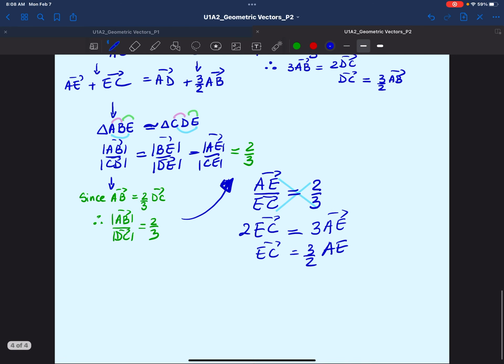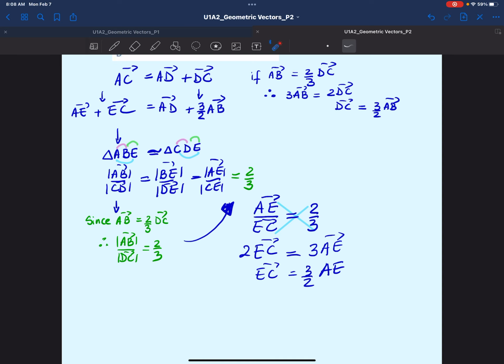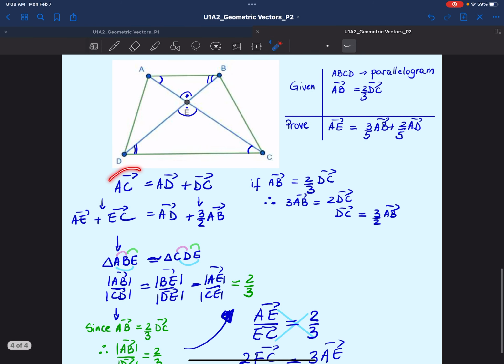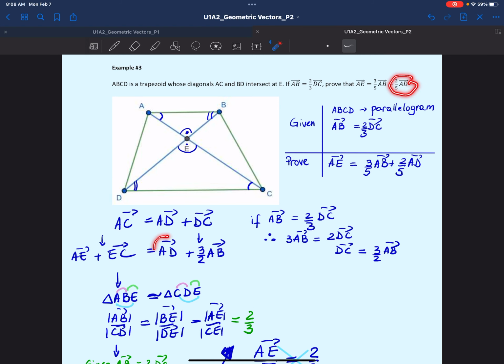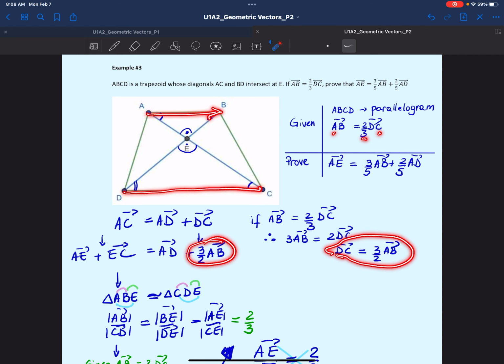So we're almost at the end, and I know that we went too far. So let's go back to where we were. Our statement was AC was AD plus DC. So we want to keep AD in, so we kept AD. But then we replaced DC, which is this vector down here, with something in terms of AB, because we already know AB is 2/3 of DC. So DC is 3/2 AB, so that's what happened here.